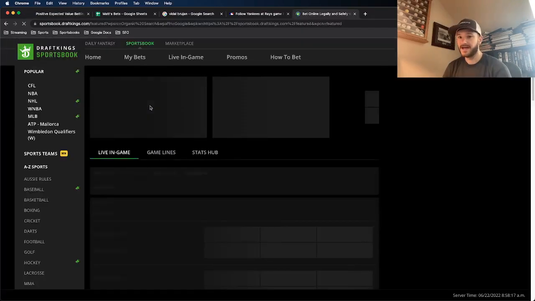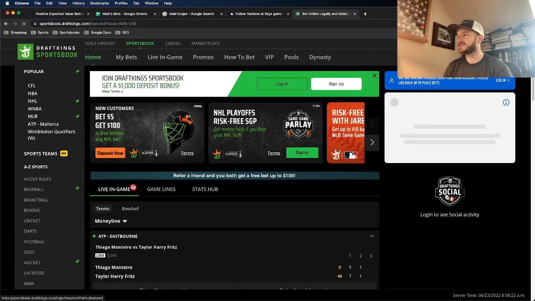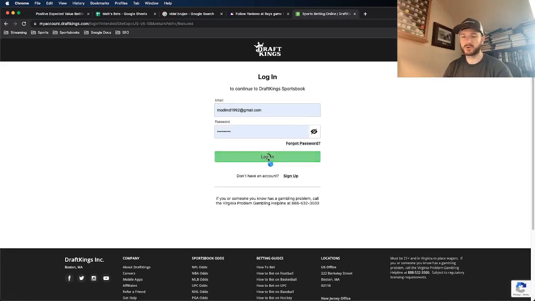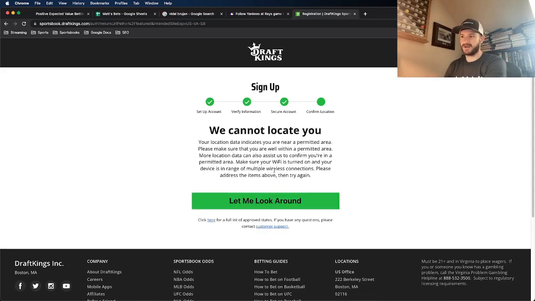So what I'm going to do now, I've actually already locked this in on DraftKings. I have a weird location issue where I am right on the border of Virginia and DC. So this is where I'm located, the house I'm in, but my physical desk location is right on the edge of the border. See, so my location doesn't work.